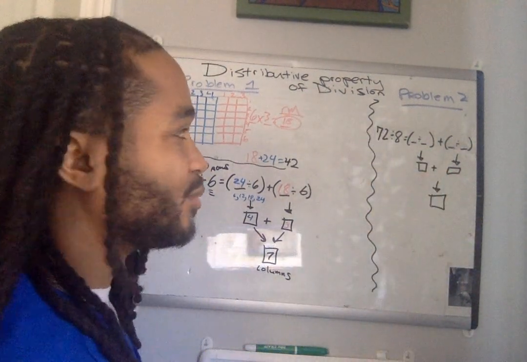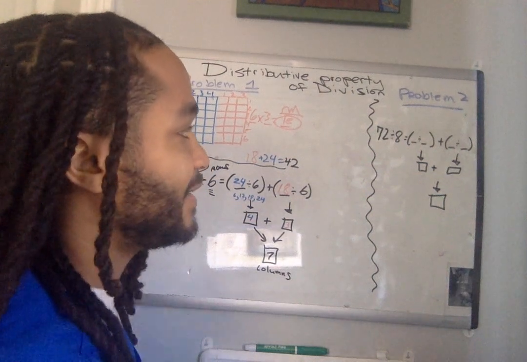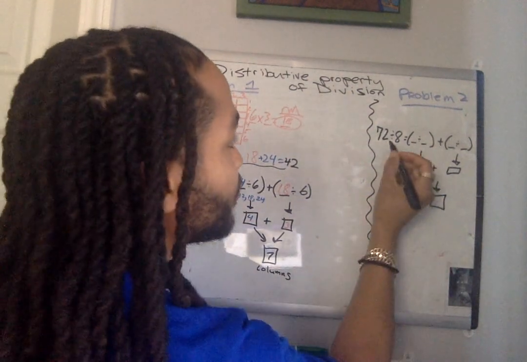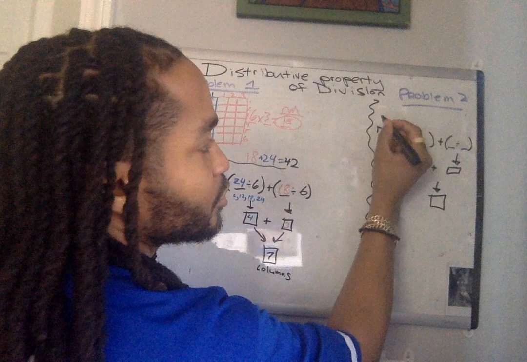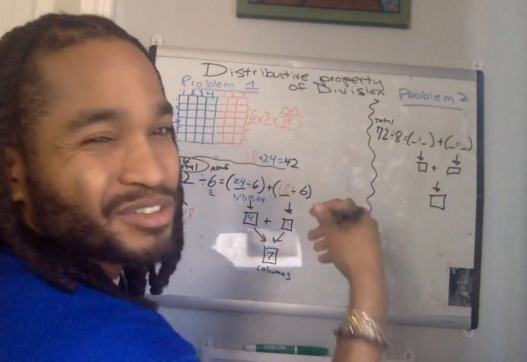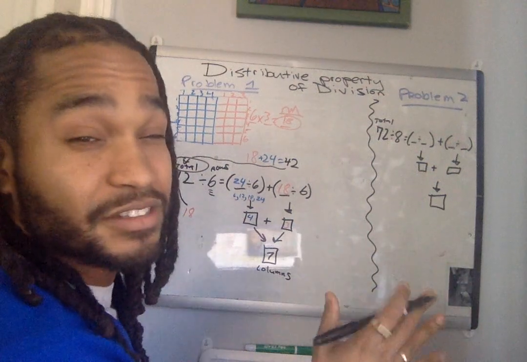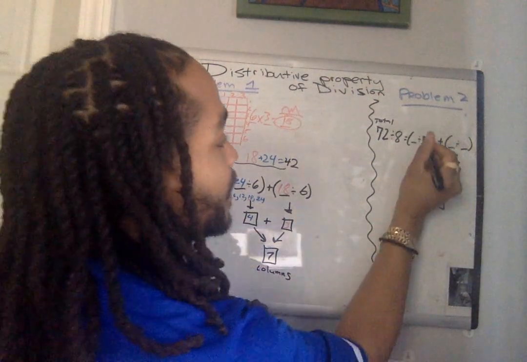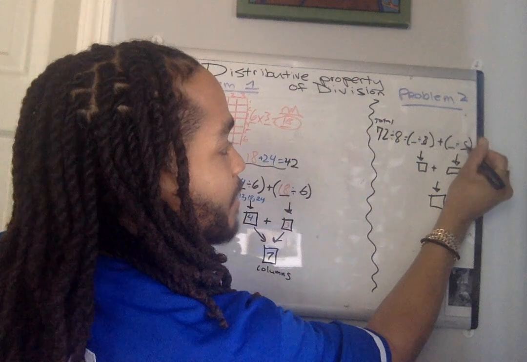Now, sometimes you might just see that without an array. And you're like, what in the world is going on? Well, you'll see it say the total, 72. And you don't know if 8 is the rows or the columns. It doesn't really matter since you don't see the array. But you know that it's going to be divided by 8.